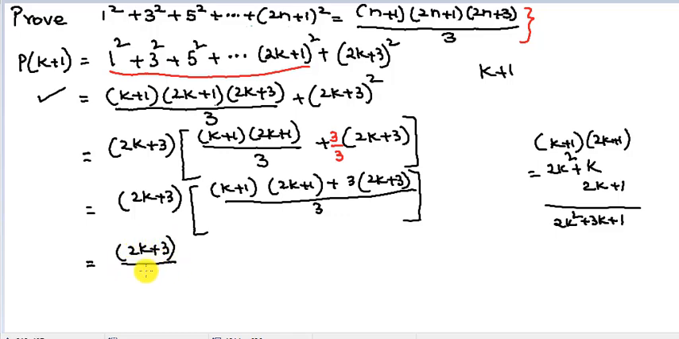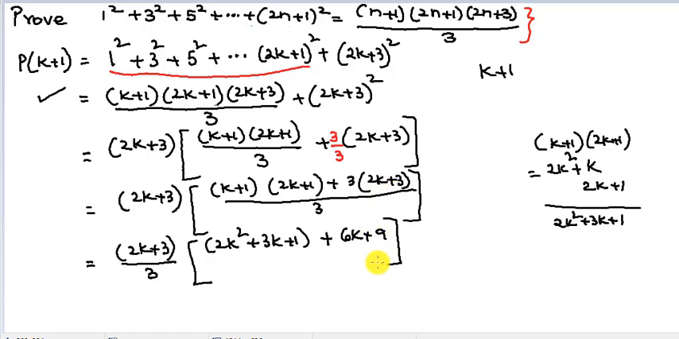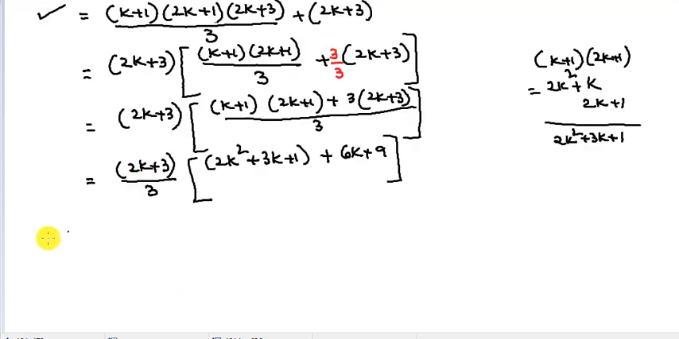2k plus 3. I'm going to take the 3 out. We don't need the 3 inside. So I said we unwrap this parenthesis to get 2k squared plus 3k plus 1, right? Plus unfold this parenthesis 2. So 3 times 2k is 6k plus 3 times 3 is 9, right? Good job. We are progressing.